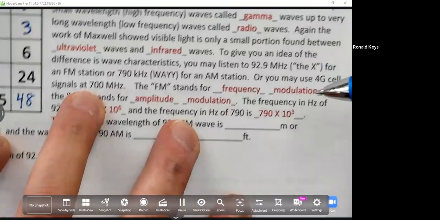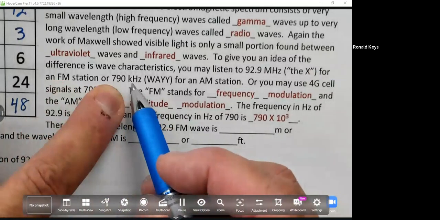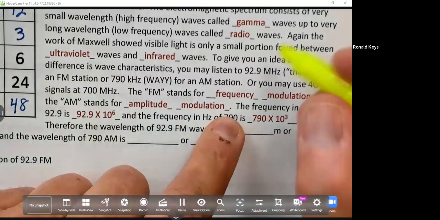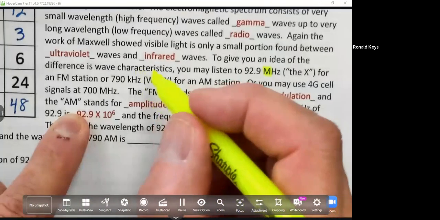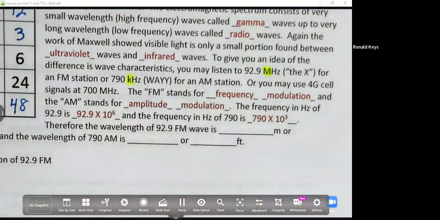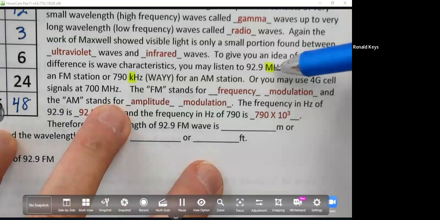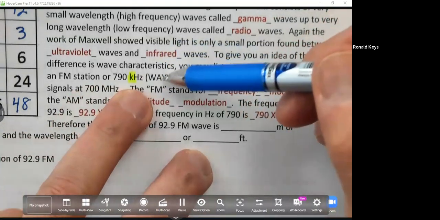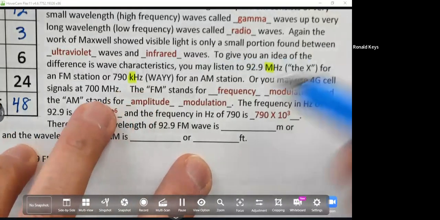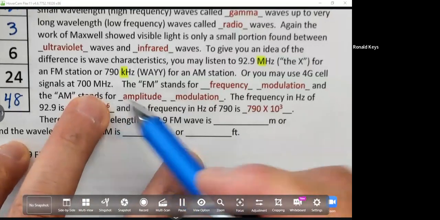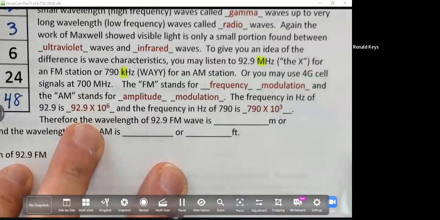So you may listen to the X, 92.9 on the FM station, or 790. Now look at the difference. There's an M here on FM, and on AM, there's a K. So you've got 92.9 megahertz on an FM station or 790 kilohertz for an AM station. Or you may use 4G cell signals at 700 megahertz. The FM stands for frequency modulation and the AM stands for amplitude modulation.